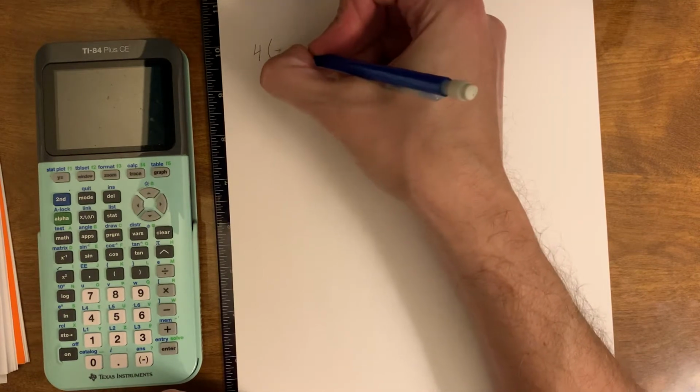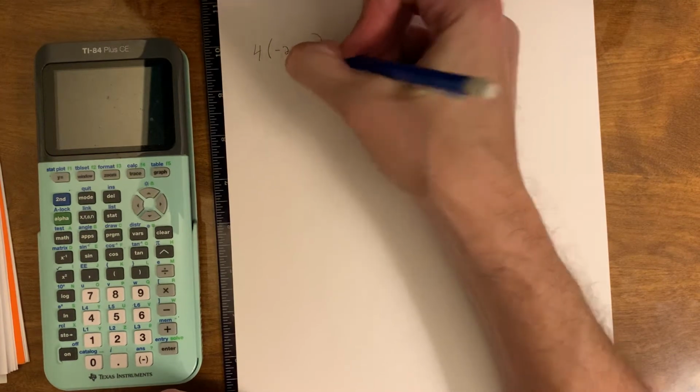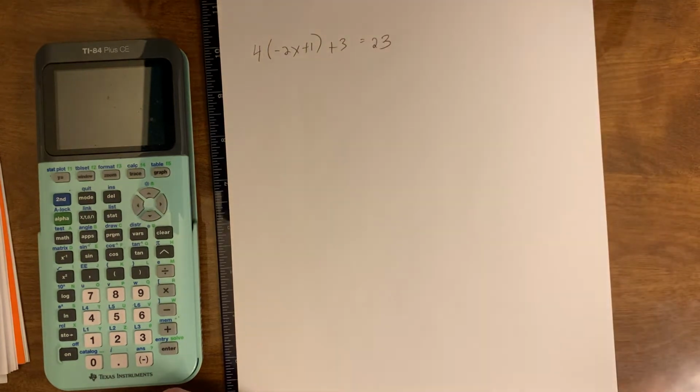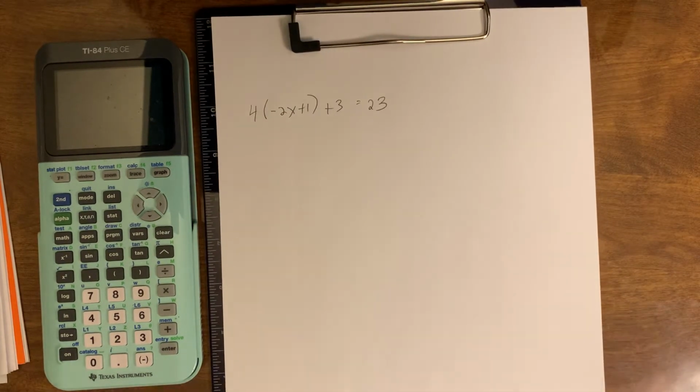4(-2x + 1) + 3 = 23. So there you go, you can see it now. What I'd like you to do is actually pause the video and solve the problem showing all your reasons. Remember the 4 properties of equality: addition, subtraction, multiplication, division. Also the 2 other reasons we give for what we do: combine like terms and the distributive property.